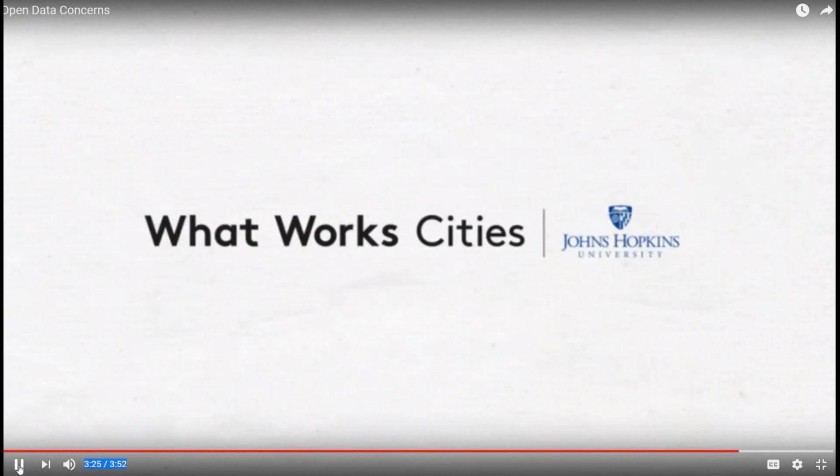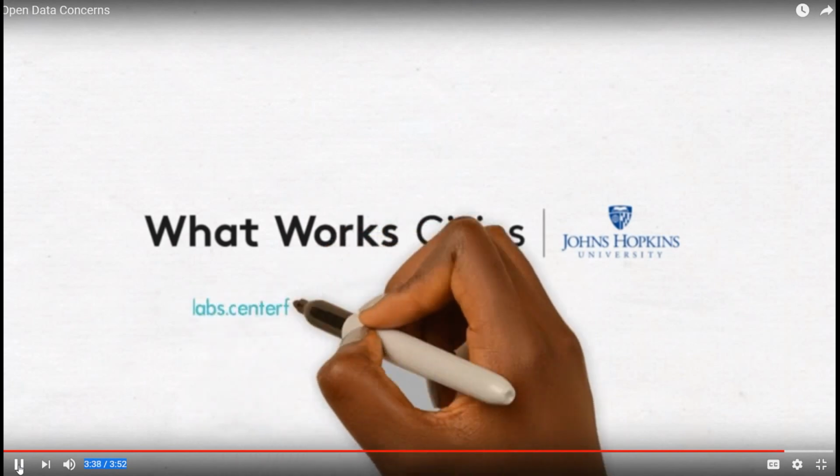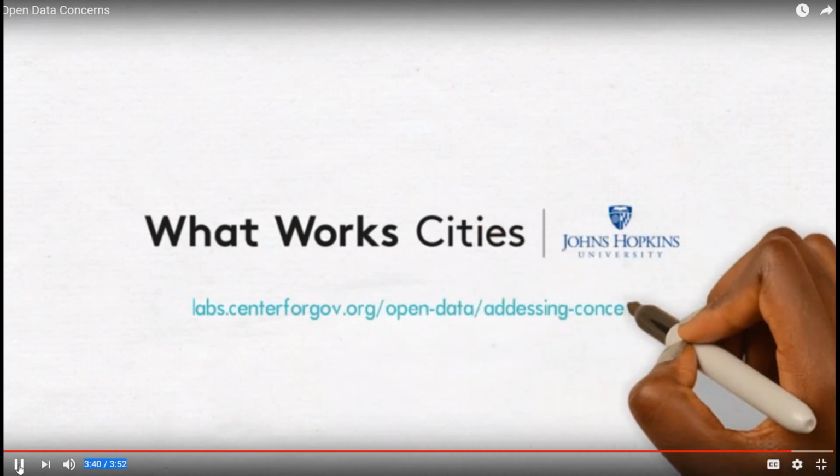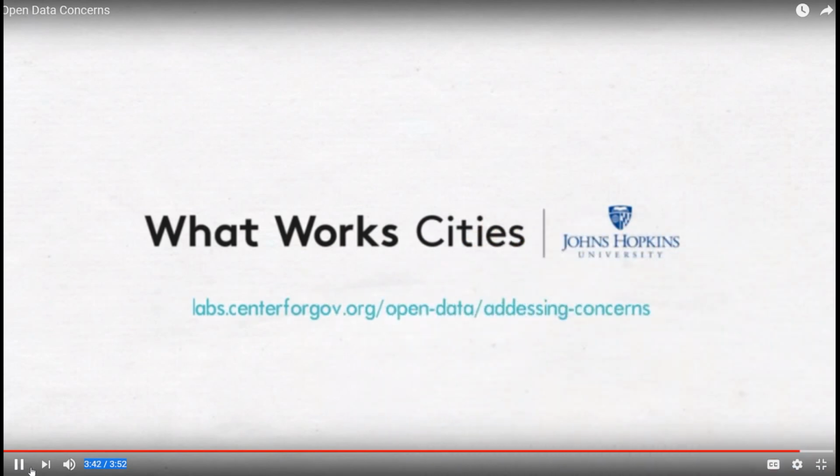We realize that the two concerns outlined here are only the tip of the iceberg of concerns leaders often hear about open data. So let us know, what open data concerns have you seen or heard in your city? How did you address them? What answers would be most useful to you? Go to labs.centerforgov.org to check out GovX's guide on addressing open data concerns and add your voice to the conversation.